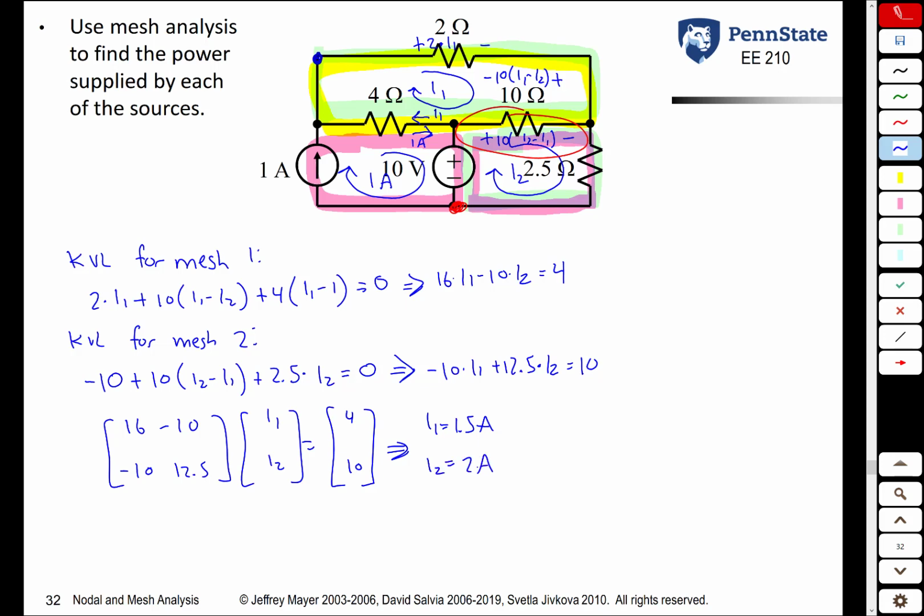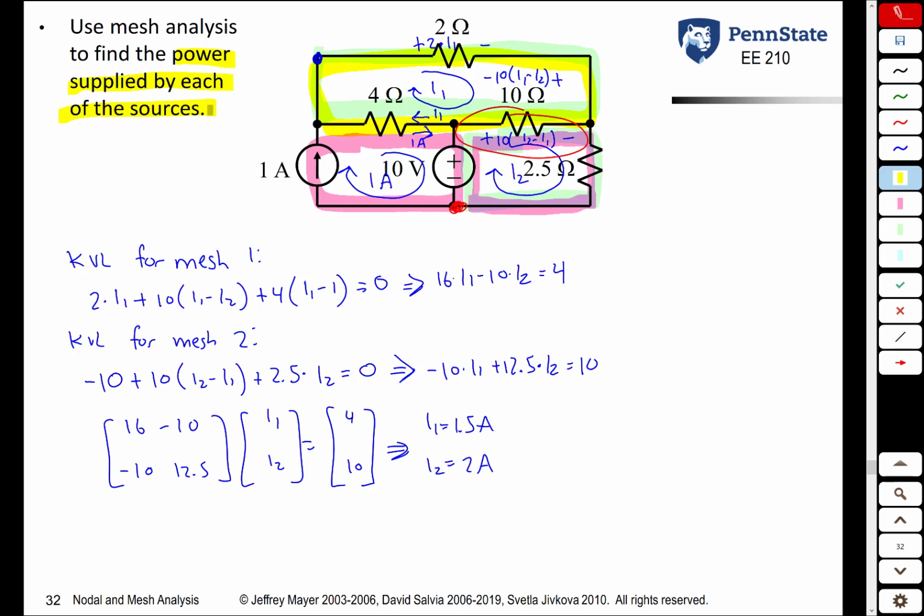At this point, we have now found all of the mesh currents, but we have not solved the problem yet, because the problem did not say, find all the mesh currents. The problem said, find the power supplied by each of the sources. So at this point, we can now use these mesh currents to solve the rest of the circuit.